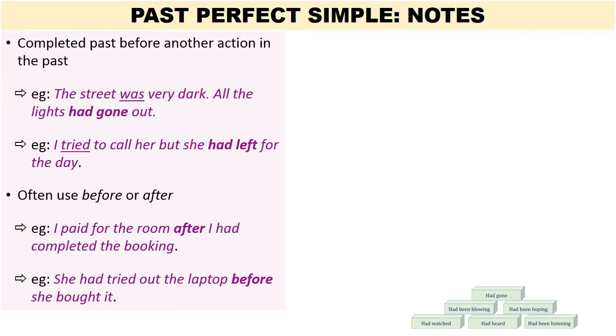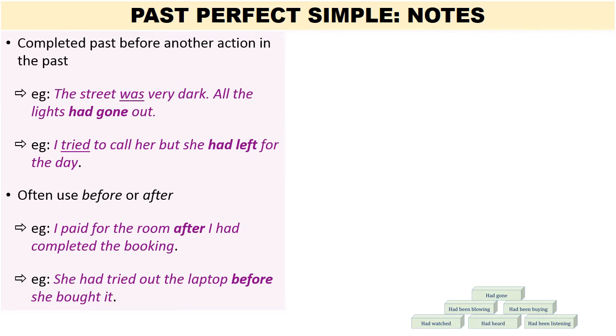Again, we see that with the first past action, we use the past perfect simple tense, had completed. The second action uses the past simple tense, in this case, paid. And we use after to show which action happened second, after the first one.